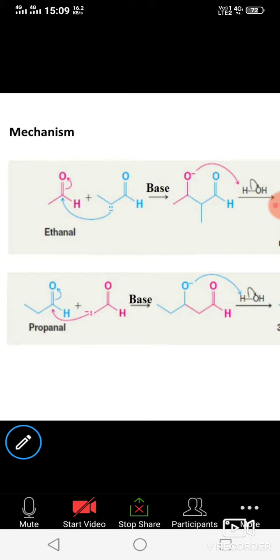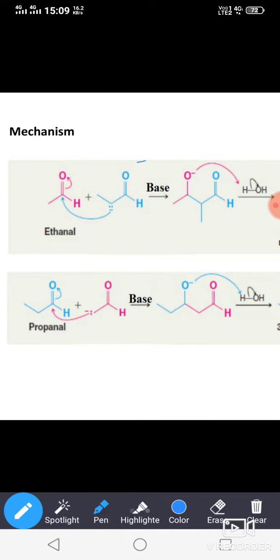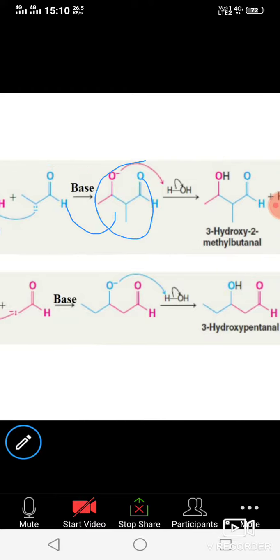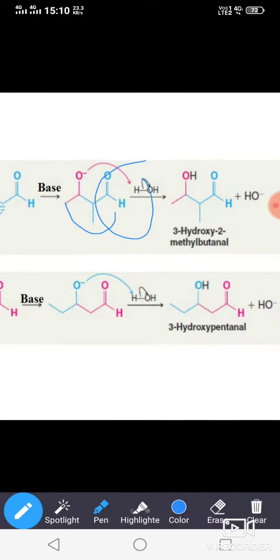Now this carbanion will attack the ethanal, and you will get this oxygen anion product. This oxygen anion product will take the proton from the solvent, that is water, and you will get this first product, 3-hydroxy-2-methylbutanal.